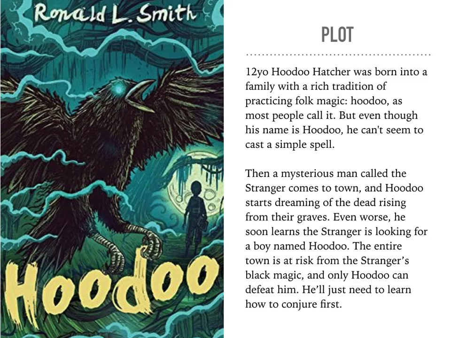Then a strange, mysterious man called the Stranger comes to town, and Hoodoo starts dreaming of the dead rising from their graves. And even worse, he learns that the Stranger is looking for a boy named Hoodoo. The entire town is at risk from the Stranger's black magic, and only Hoodoo can defeat him. He'll just need to learn how to conjure first.